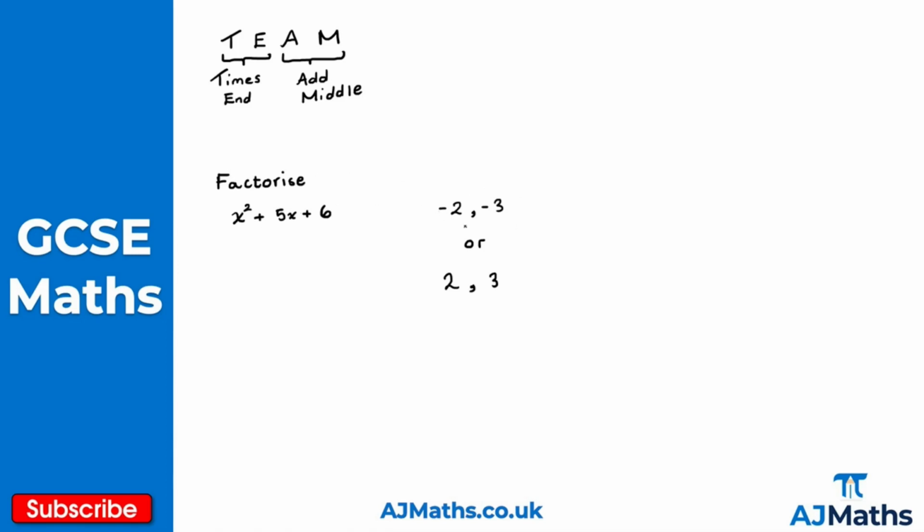Well, minus 2 plus minus 3, that's just the same as minus 2 minus 3. That would give us minus 5, but we need to get positive 5 here. Notice the sign is different, so it doesn't add to give us the middle number. So minus 2 minus 3 doesn't work. In that case, the two numbers here will be 2 and 3, because 2 times 3 gives us positive 6, and 2 plus 3 gives us positive 5.